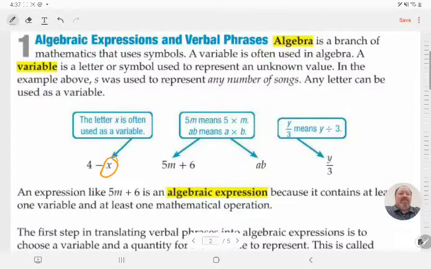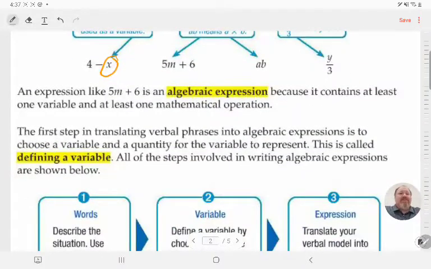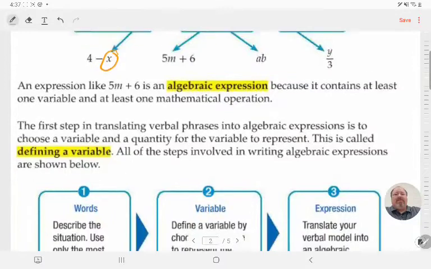5m plus 6. 5m means 5 times m. So that means m is the variable. And if you have like AB, which is two variables next to each other, that's just A times B. And in the example y over 3, or y divided by 3, which is what it means, y is the variable. All right. An expression like 5m plus 6 is an algebraic expression because it contains at least one variable and at least one mathematical operation.